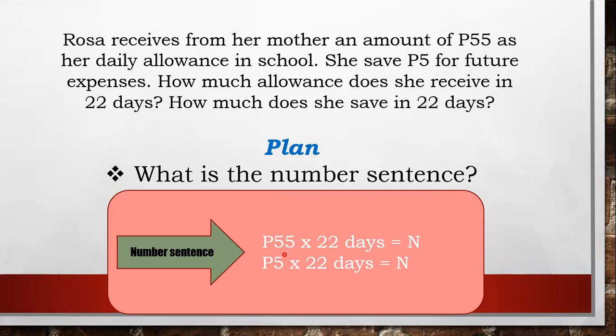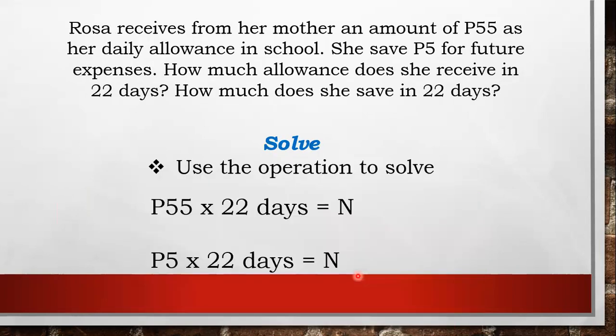55, as you remember, this is the amount she received as her daily allowance, multiplied by 22 days equals N. And the second one is 5 pesos times 22 days, that will represent the money she saves in 22 days. Now, we already planned. We do have already the operations, and we do have already the number sentence. Now, let's go to the third step, that is to solve.